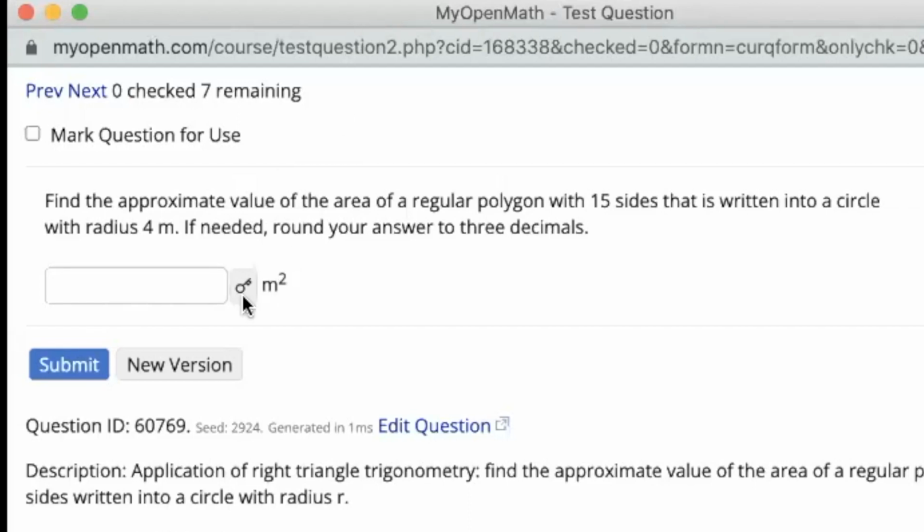All right, so next up, there is a regular polygon with 15 sides that is written into a circle with radius 4 meters. Find the area of the regular polygon.